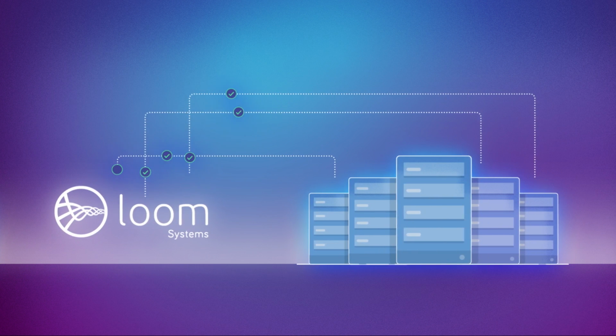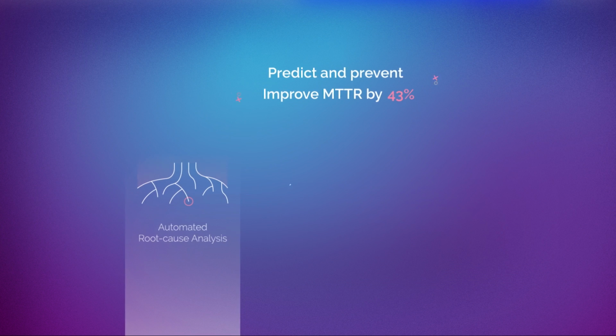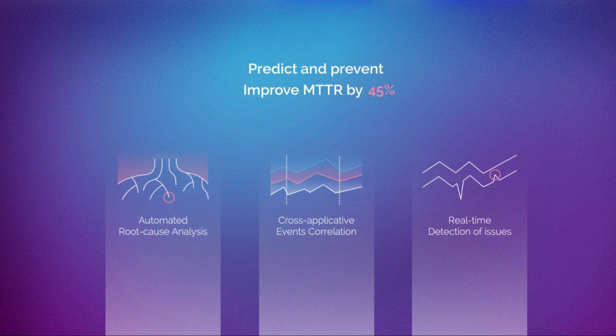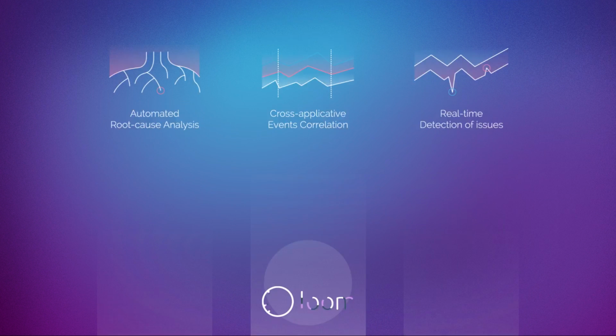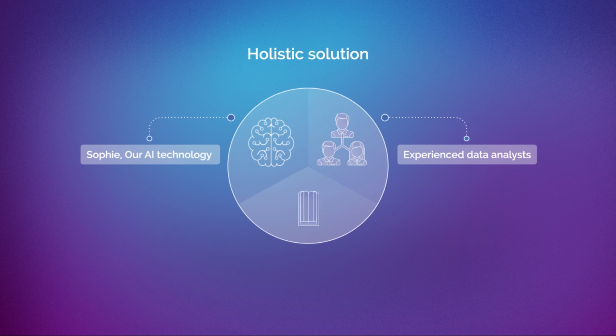Loom's solution gives you a heads up when there may be a problem, cuts down MTTR by 45%, and offers both intelligent insights and quick remedies based on your data behavior. Our holistic solution is comprised of cutting-edge AI technology, a crack CSM team, and a fully rounded playbook.